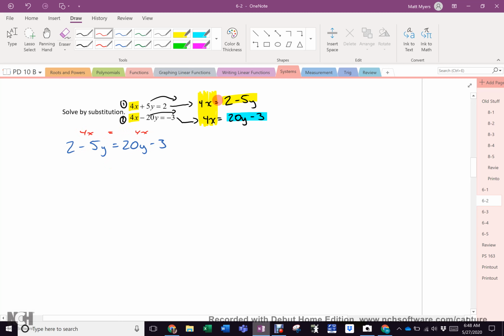So I'm able to substitute again. So here we go. We work through this. And it just means isolate y. So I'm going to bring that 5 over there. So that's going to give me 25y. And I'm going to bring that 3 over there, which is going to give me 2 plus 3. 5 equals 25y. So y equals 5 over 25, which is 1/5. Now, what can I do with that? I can put it anywhere I see a y. It doesn't matter where, anywhere.